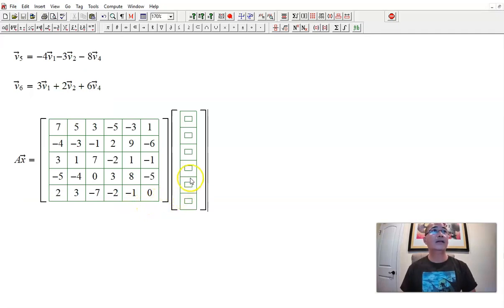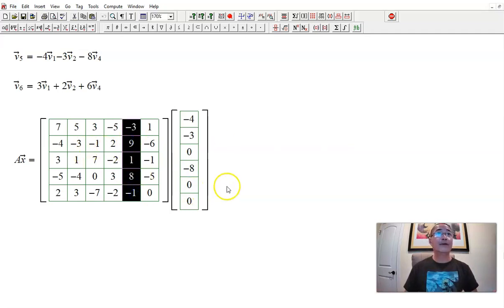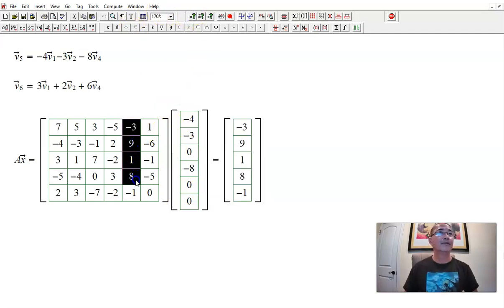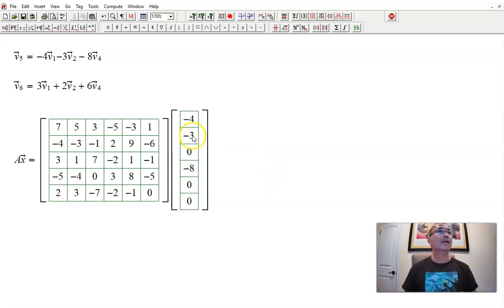Okay, so let's check that these coefficients are correct. So let's put minus 4 into x1, minus 3 into x2, and minus 8 into x4. Okay, we're not using v3 or v5 and v6. We are supposed to get v5. This is our v5. Okay, so let's check. Boom, there is our v5. Minus 3, 9, 18, minus 1. Magic. No, it's not magic, it's math. All right, let's check the other one.